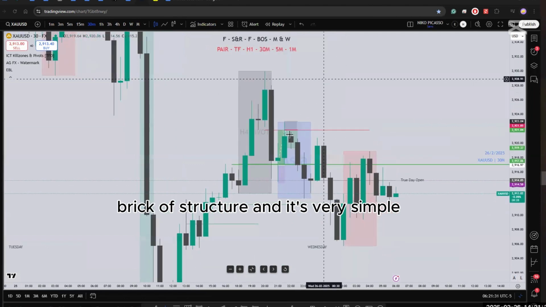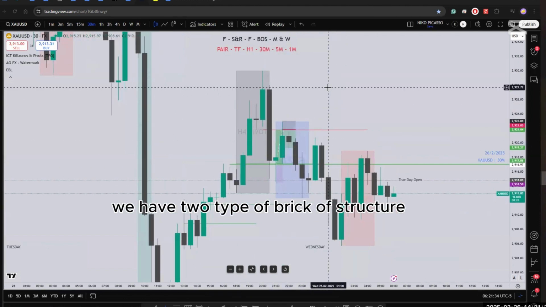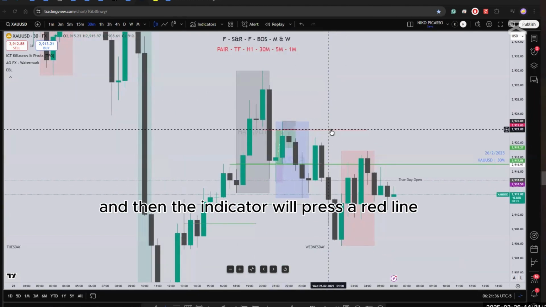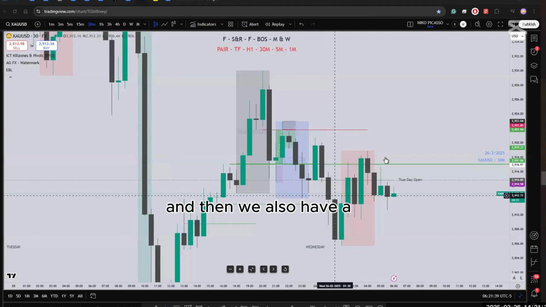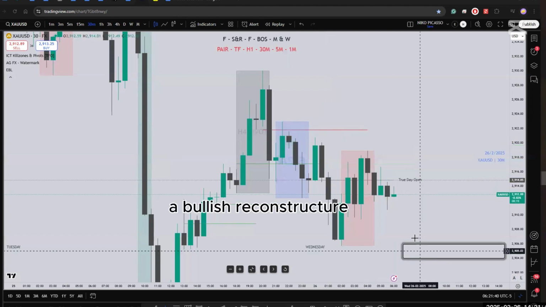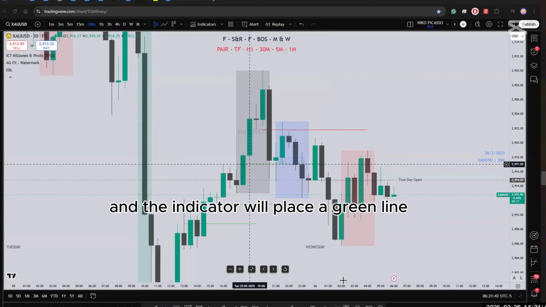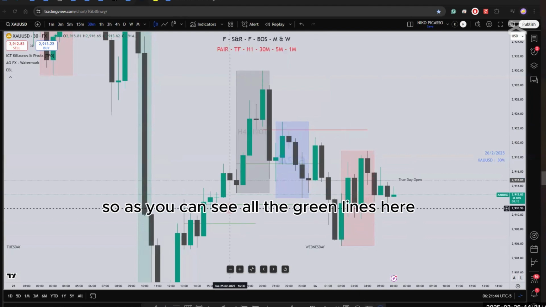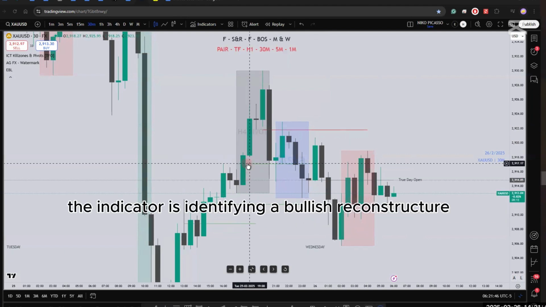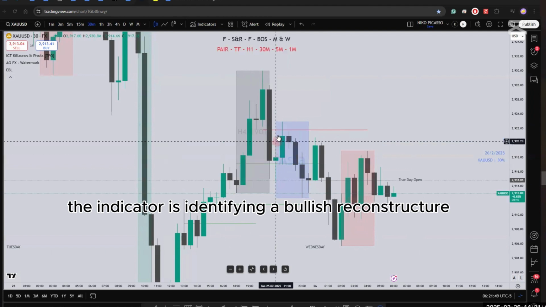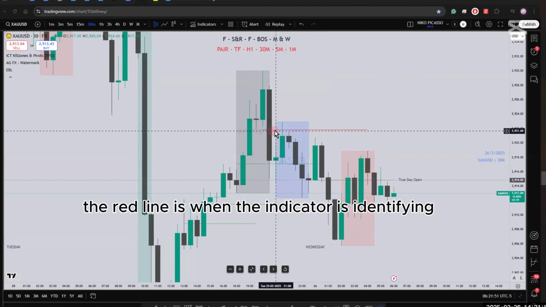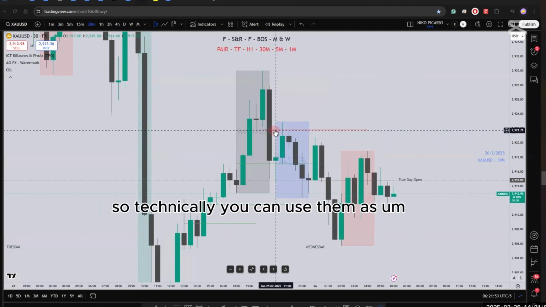And it's very simple. We have two types of break of structure. We have a bearish break of structure, and the indicator will place a red line. And then we also have a bullish break of structure, and the indicator will place a green line. As you can see, all the green lines here are when the indicator is identifying a bullish break of structure. The red lines are when the indicator is identifying a bearish break of structure. So technically, you can use them as areas to buy and to sell.